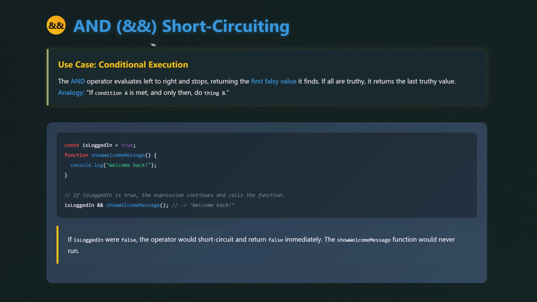Next one is the AND operator. The AND operator also evaluates from left to right, but it stops and returns the first falsy value it finds. If all values are truthy, it returns the last truthy value. Think of it like this: if this condition is met, and only then do the next thing. We usually use AND operator for conditional execution. This pattern is a concise way to run code only if a certain condition is met, acting as a compact if statement. Let's see it.